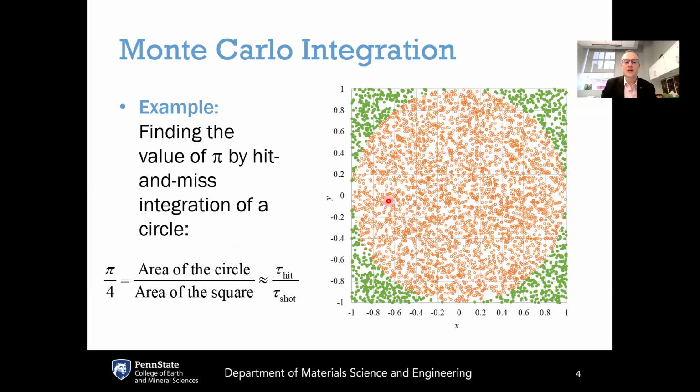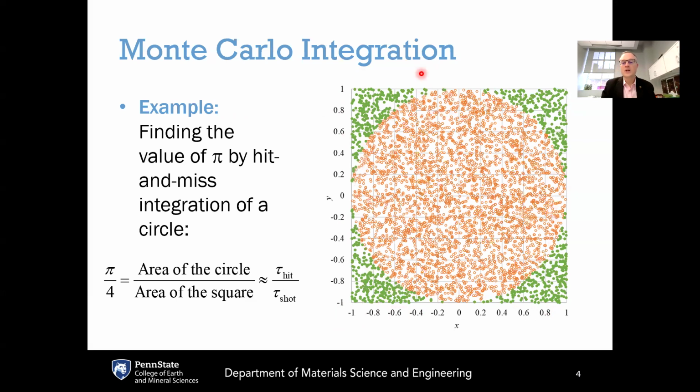An example is, what if we want to find the value of pi by hit and miss integration of a circle? For example, this is going from -1 to 1 on the y-axis, -1 to 1 on the x-axis. So it's a 2 by 2 square. And then you've got a circle that is fitting exactly inside that square.